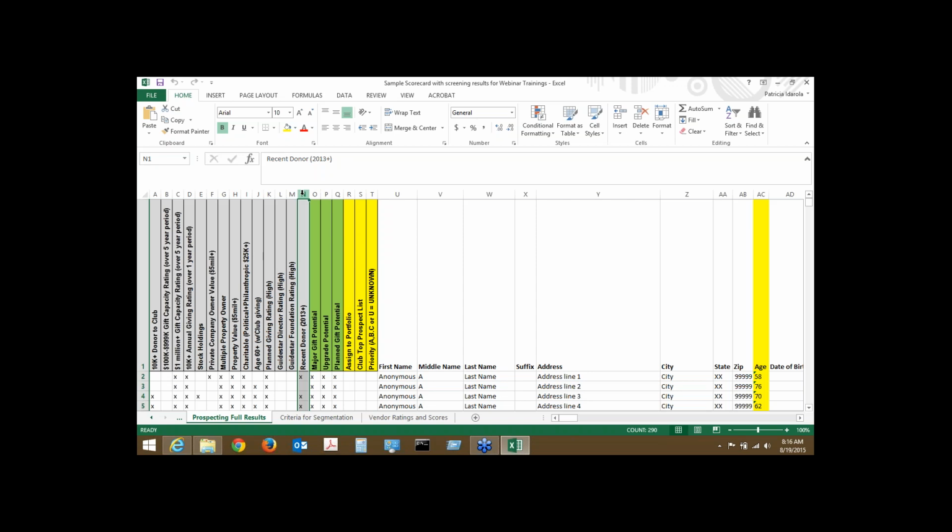So most likely, if you have a file in front of you right now, it says 2014 plus, and if you get a file towards the end of this year, then you might have one that says 2015 plus, but this is to look at recency in your file. Then we go on to create some segmentation for major gift potential, upgrade potential, and planned giving potential. The criteria for your file is on a separate tab, but I'll talk through it.